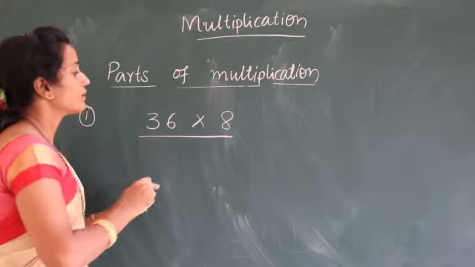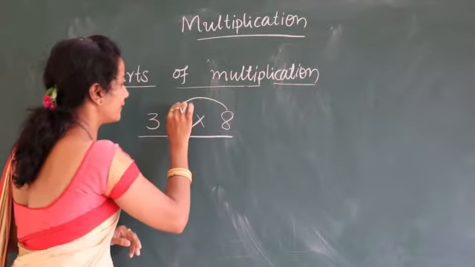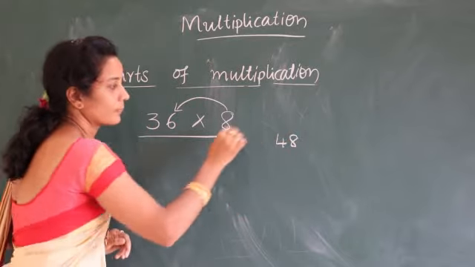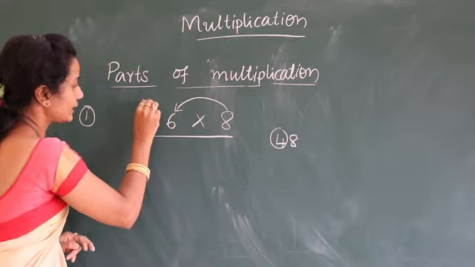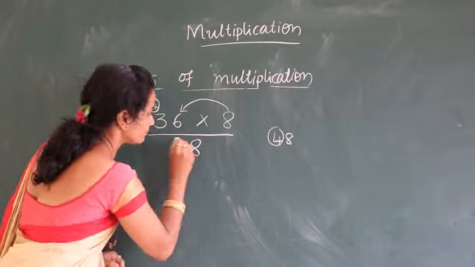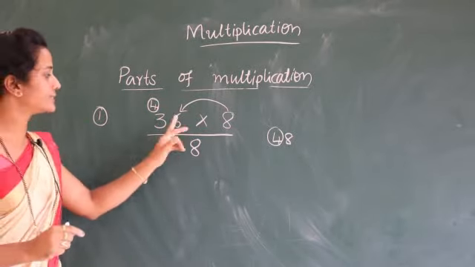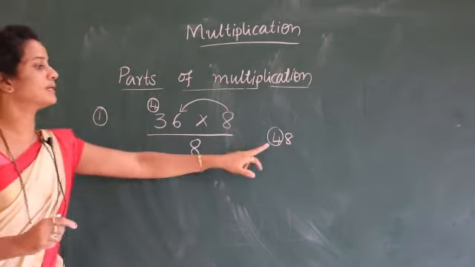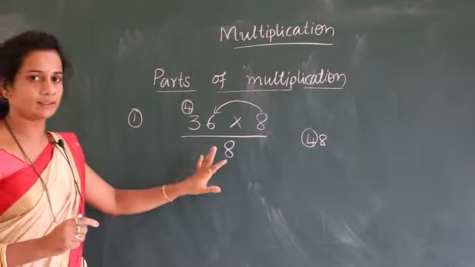Let us try. 8 6s are, we need to learn the table first. So 8 6s are 48. In 48, 4 will be carried to the next place and 8 we will write here. Please note, first we will multiply the unit place. 8 6s are 48, so out of this the 4, the tens place, will be carried to the next place and the unit place we will write here.